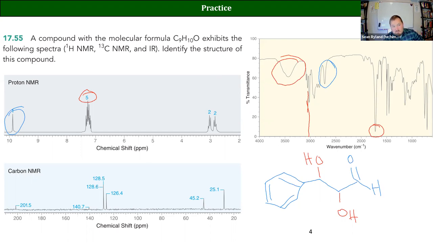So that peak that we thought was an alcohol could be intermolecular forces between the aldehyde and more molecules of the aldehyde, or it could just be an impurity. It's possible that this molecule is degrading, is oxidizing in the presence of water or oxygen and turning into something that has an alcohol.